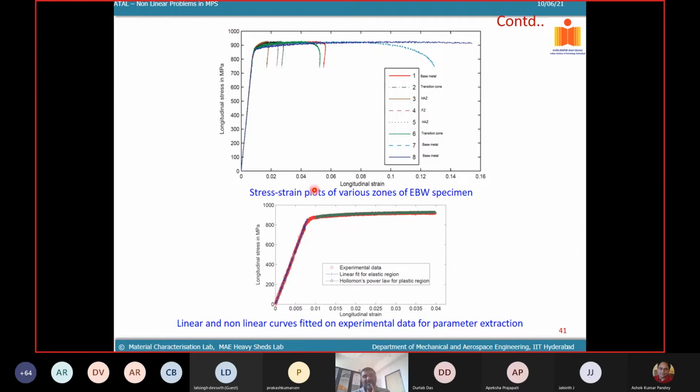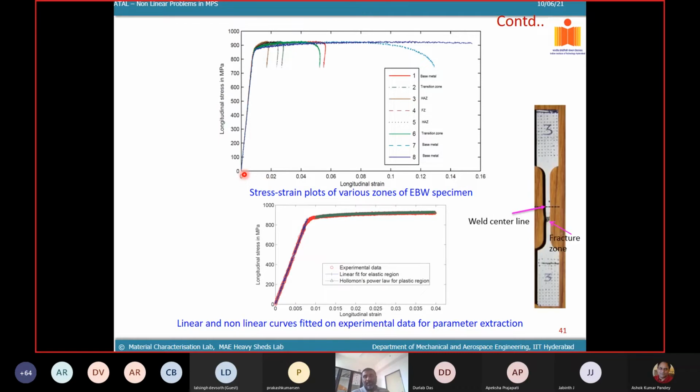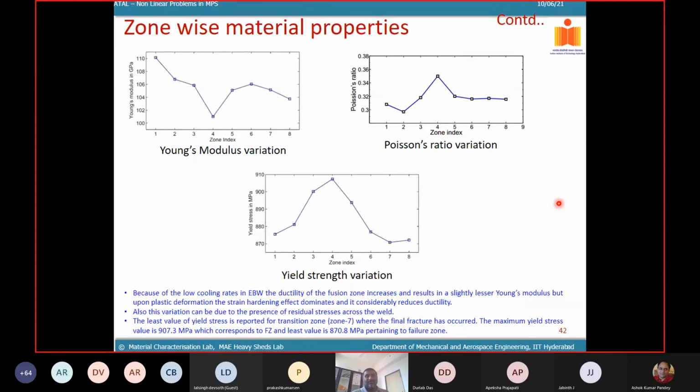Because it seems to be like an elastic plastic kind of behavior. It doesn't behave like a mild steel. It's more like a quasi brittle material. And you can see this is your weld center fusion zone, but your fracture has taken place just at the transition zone, away from the weld center. So these are the variations of the properties.